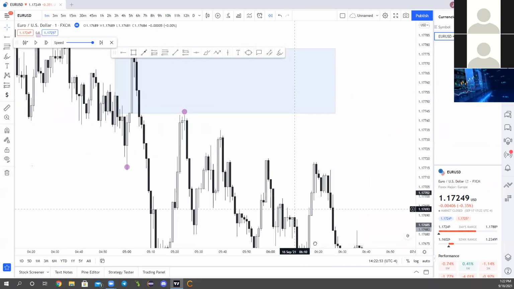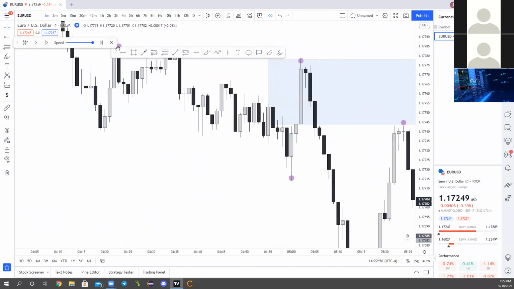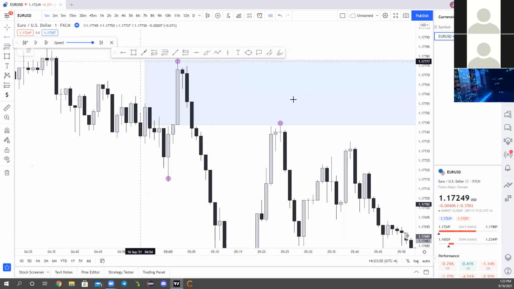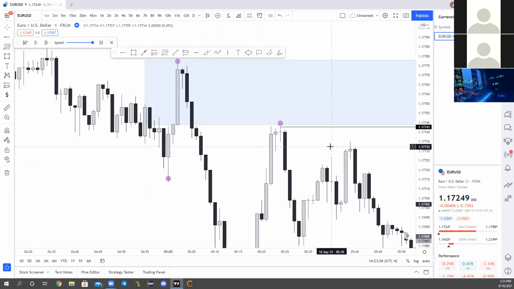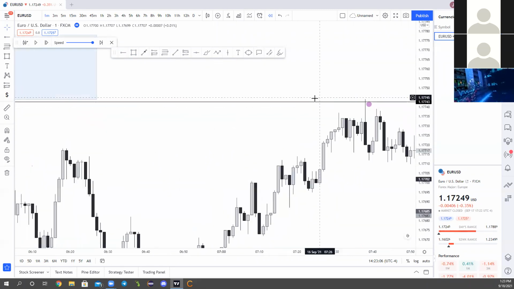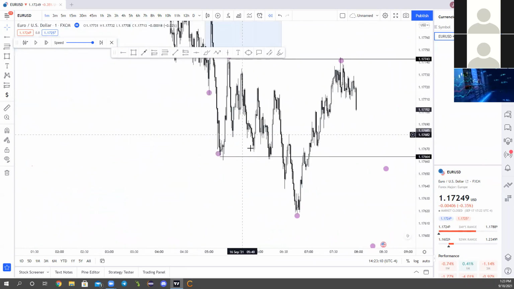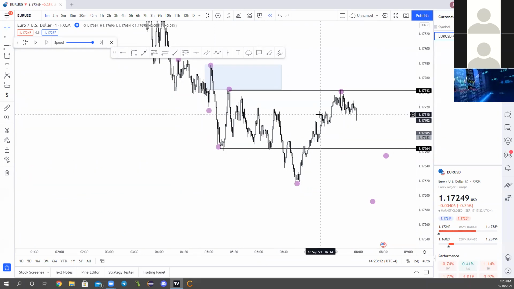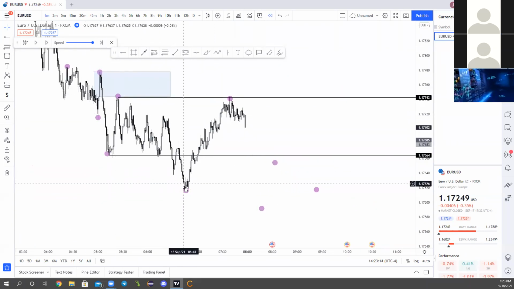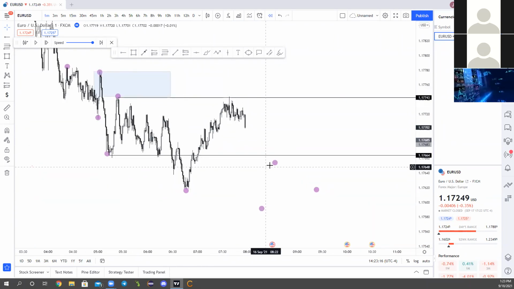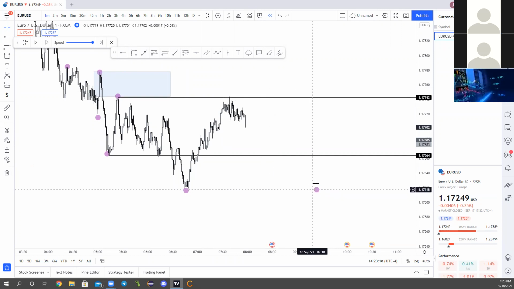This was the structural point, right here. Oops, wrong thing. Here is the structural wick. I'd want to see a body close above that. We didn't get that. We just got a wick above, which tells us that was just a run on liquidity. So now this is the new low, and I'll get rid of this because we haven't seen it play out yet. So here's the new low.